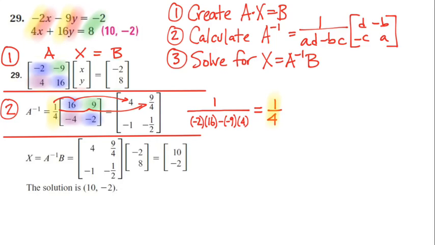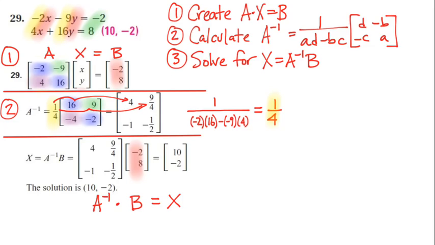and then in step 3 we solve for x and y. This is the big idea here. X is equal to the inverse of matrix A times the constant matrix B. So we take the inverse matrix that we just calculated and multiply it times our constant matrix here.